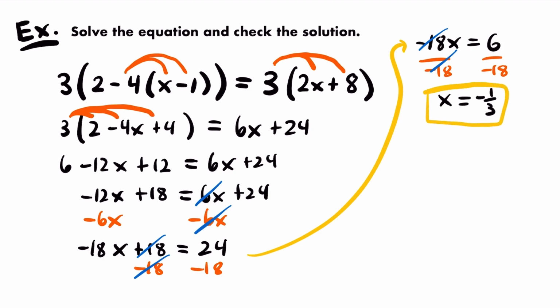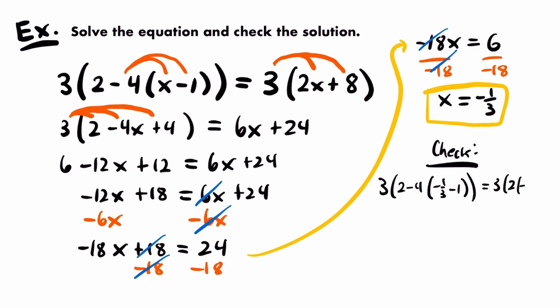But let's check it. Let's plug x equals negative 1/3 back into the original equation and see if we get a true statement. And so doing that will give us this: 3 times 2 minus 4 times x minus 1. So we have negative 1/3 minus 1. And that's equal to 3 times 2 times negative 1/3 plus 8.